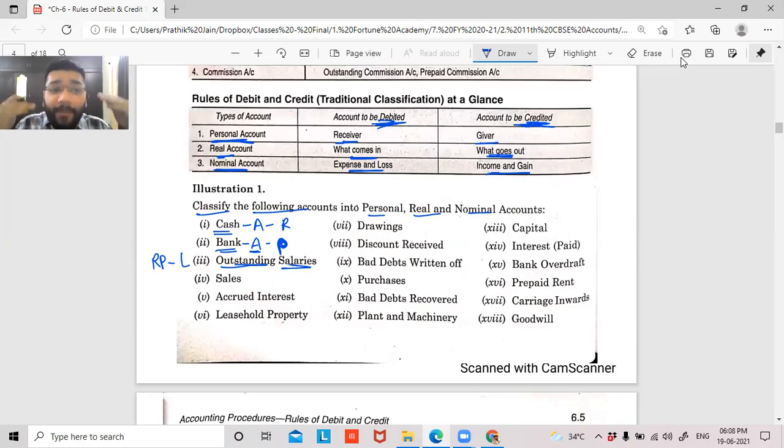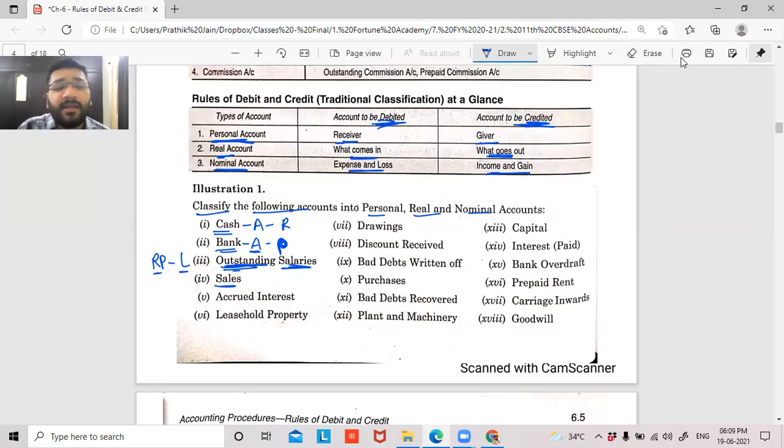Outstanding means what? I'm yet to pay my salary. Salary is my expenditure. Did I pay it? No. Outstanding salary means I am yet to pay. Outstanding means yet to pay. I'm just giving you an outline about it; I'll discuss it in detail in chapter number 8, as I said earlier. So outstanding salary is a liability because I have to pay the money to my employee in future. That is why it is a representative personal account, and the liability rule is applied here.